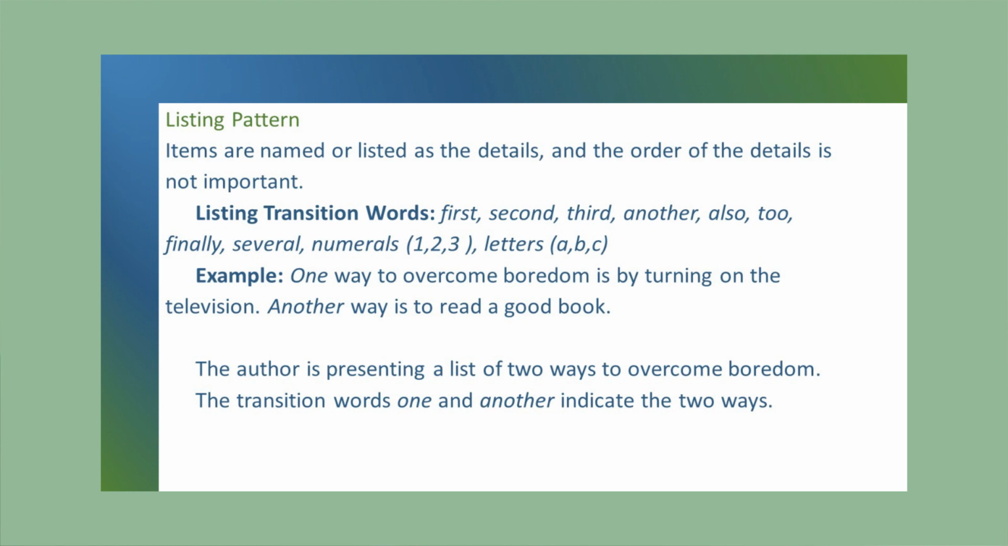So here's an example. One way to overcome boredom is by turning on the television. Another way is to read a good book. Now, I can take those 2 details and just flip them around, and it's not going to change the meaning. One way to overcome boredom is to read a good book. Another way to overcome boredom is by turning on the television. See how it really didn't change the meaning of what I was trying to say? Because in listing pattern, again, you're just presenting a list of items.